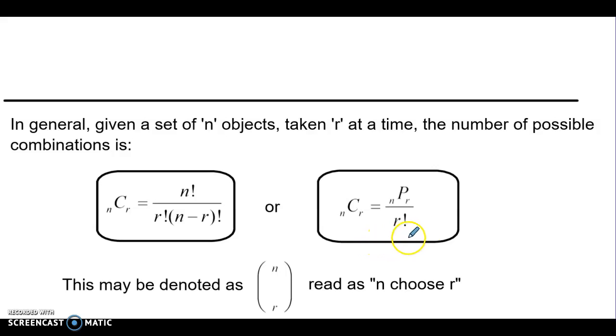Or we can consider that combination as related to the number of permutations, but we divide by the number of ways to arrange r, r factorial. Those are the ways where, in combinations, the order does not matter.